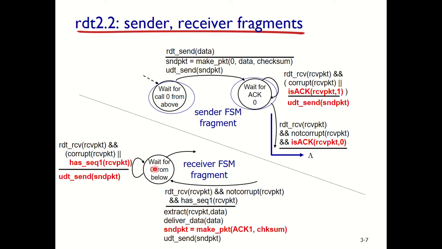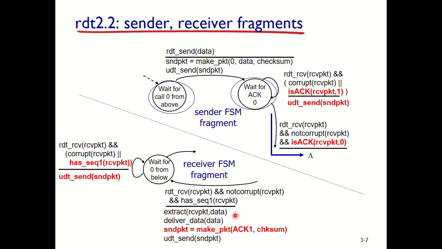Here the receiver is waiting for data from below. From below means, because we are working at the transport layer, it is waiting to receive data from the network layer, and the network layer can have bit errors. When it receives data that is corrupt, or has sequence number 1 while it is waiting for packet number 0, it will send the acknowledgement of the last correctly received packet.